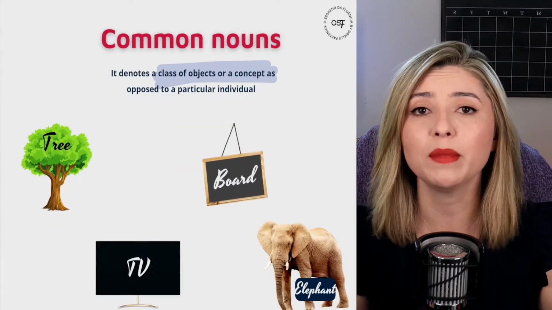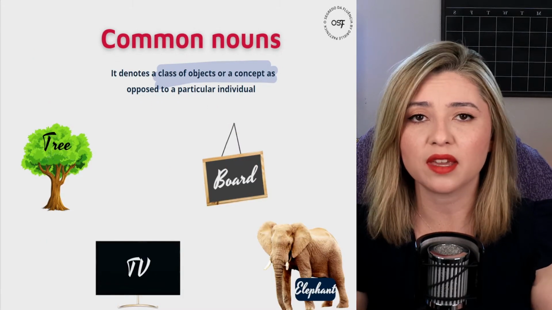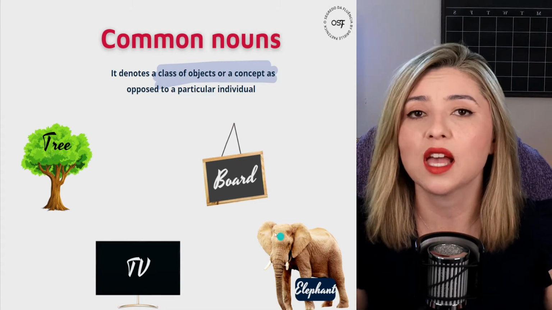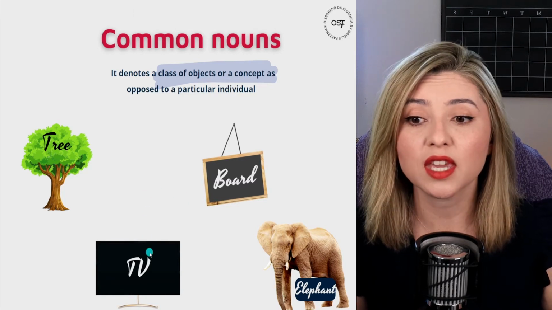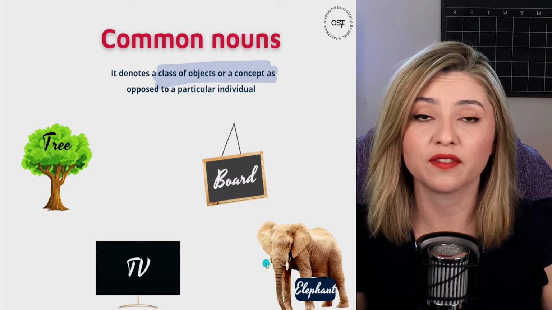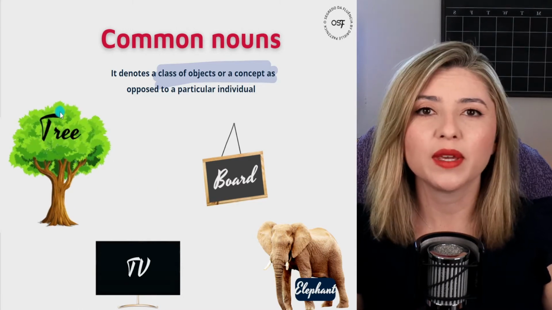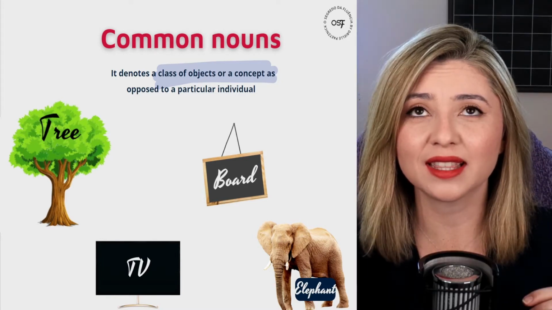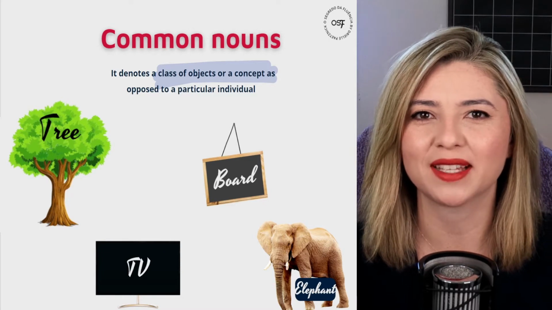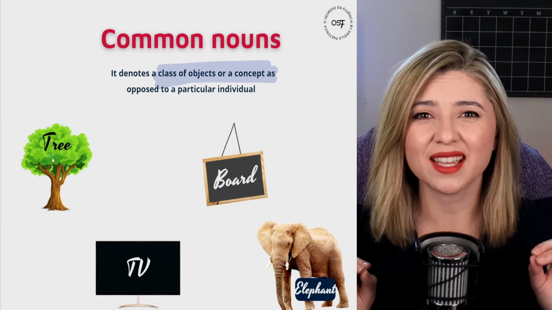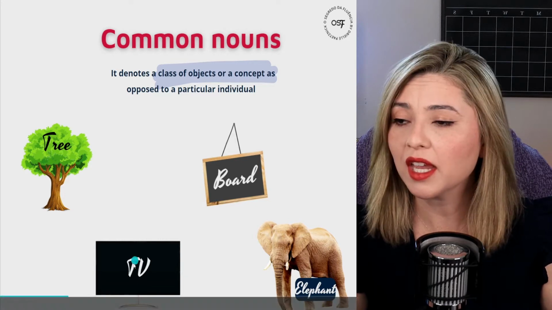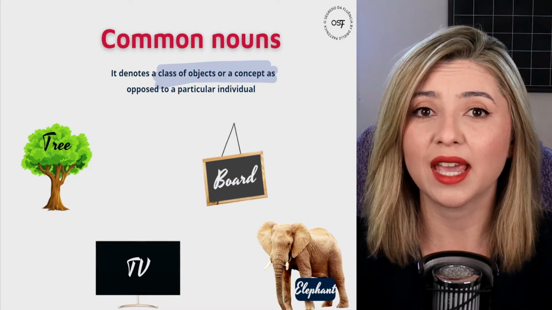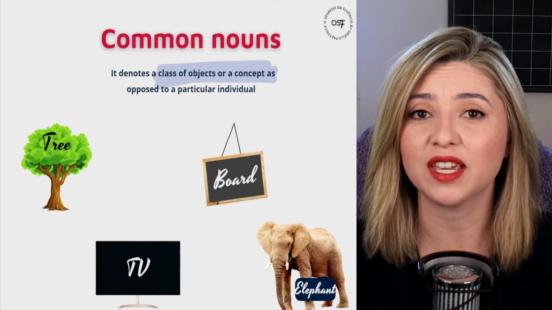We also have common nouns. Nouns that describe things that don't belong to anyone, right? So they name things. For example, tree, TV, board, and elephant. Here you have the capital T because I'm starting a sentence. So whenever you start a sentence, the first letter of the first word needs to be capitalized. So tree. But if it's in a sentence, tree wouldn't be capitalized. TV here is capitalized because it's an acronym. So it's short for television. And if it's in a sentence, television doesn't have a capital T.